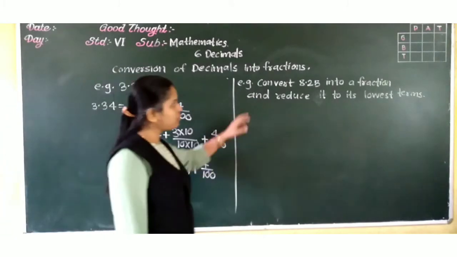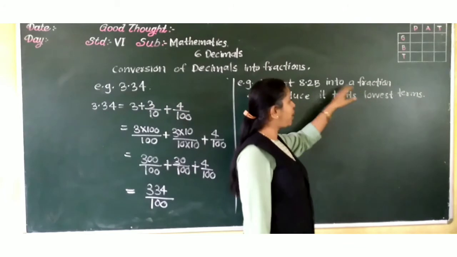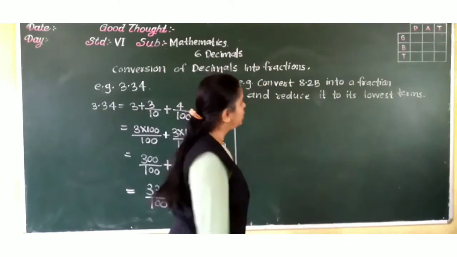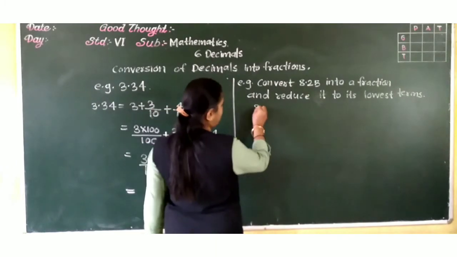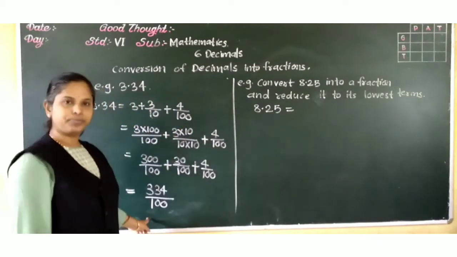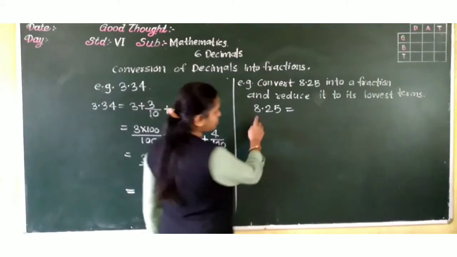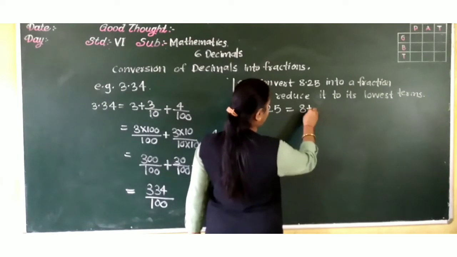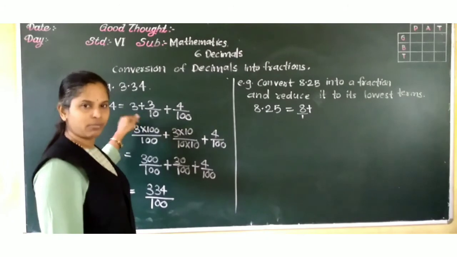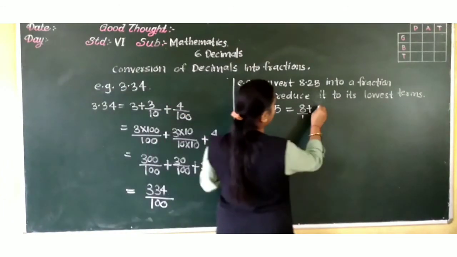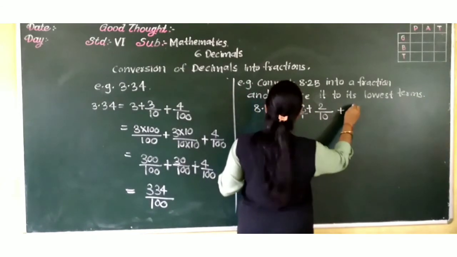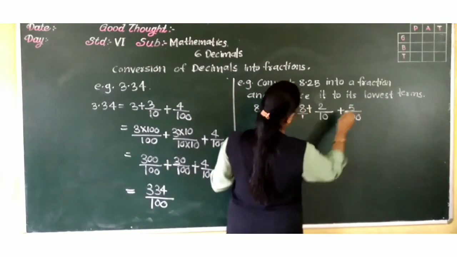Next, convert 8.25 into a fraction and reduce it to its lowest terms. Now see, first we have to convert 8.25 into a fraction. Same method. Okay? So 8.25 means 8. Nothing is there at the denominator, means 1. Then plus 2 upon 10, as 2 is at the 10th place, so the denominator is 10. And here 5 upon 100.